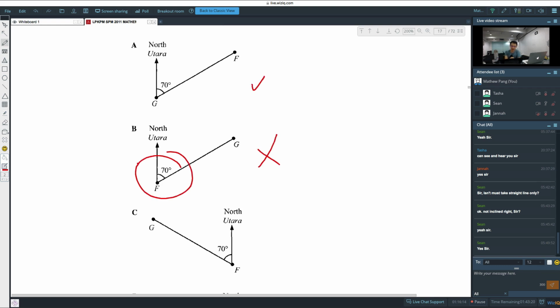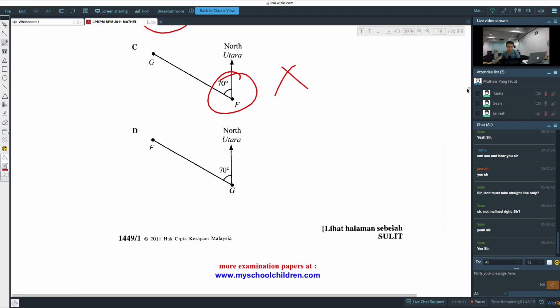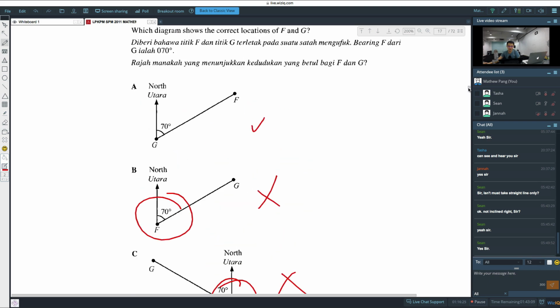This one, the angle is not at G, the angle is at F. So it's wrong. Let us see the last one. Okay, this one is at G. Now you have A and D, so we have to choose. In order to know which one is correct, something you have to remember is for bearing, we calculate the angle. The angle must always rotate clockwise. So that means the angle must rotate in this direction.